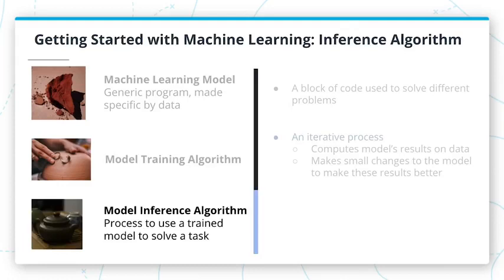Now you have your completed teapot. It's been inspected and evaluated. It's ready for your enjoyment. So what does this mean from a machine learning perspective? We are ready to use the model inference algorithm to, for example, generate predictions using the trained model. This process is often referred to as model inference.